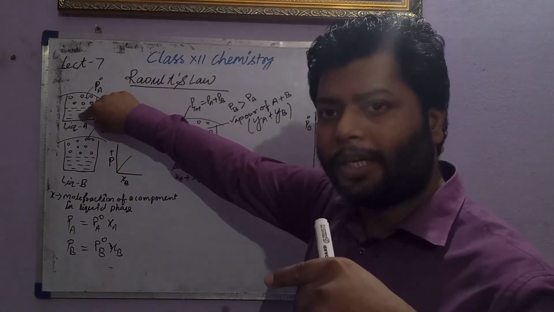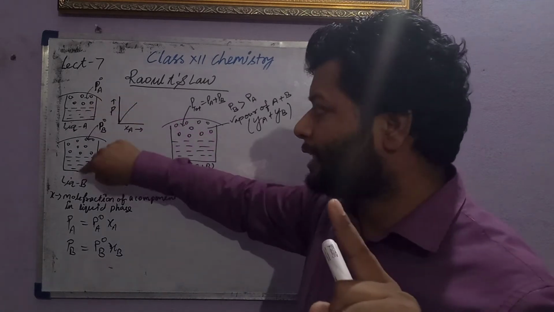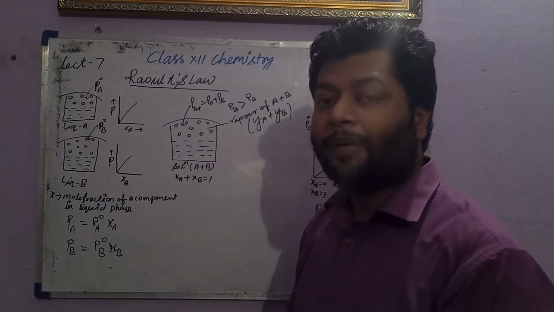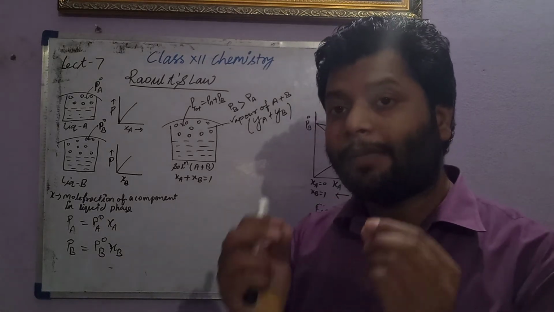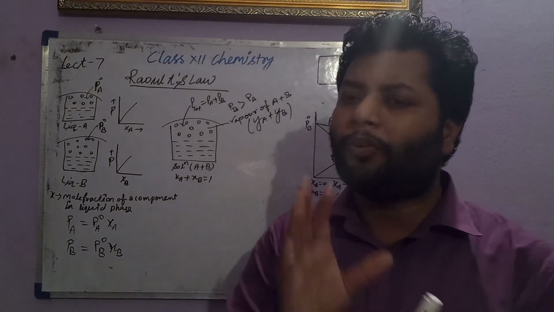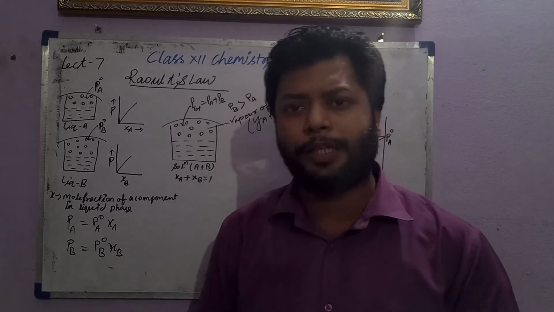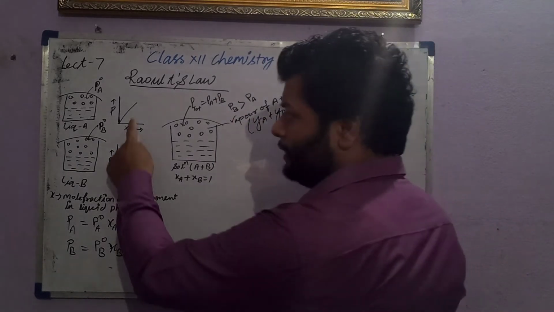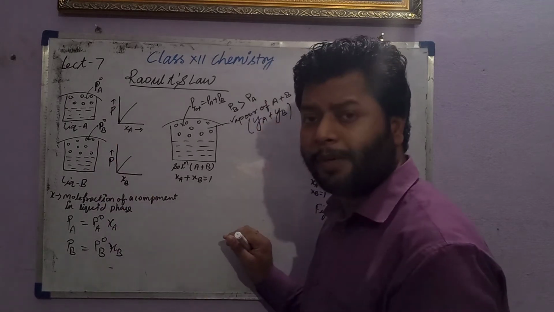When there is only component A, XA will be 1. When there is only component B, XB will be 1. But in the solution, XA plus XB will be 1, because for any given solution, for any given liquid, the mole fraction always will be unity. That's why this is a simple graph between partial pressure and mole fraction.